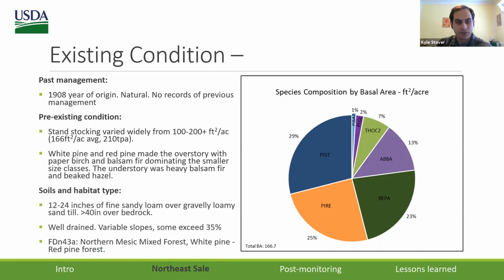Soils also show that we're looking at a fine sandy loam cap over gravelly loamy till. It's well drained. There are a lot of variable slopes out there with a relatively high rock content. Its NPC classification is FDN 43A.